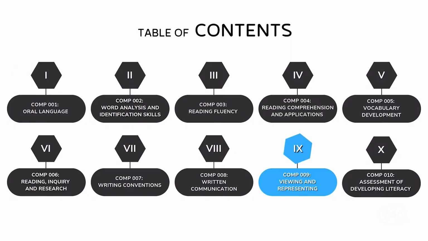We're getting so close. Two more competencies to go, and you can proudly say you've reviewed the whole framework of your exam. Competency 9 is viewing and representing. You may be asking yourself, viewing and representing what? This competency is all about media. Elementary students need direct instruction and practice with interpreting media such as a computer, television, magazine, and radio. It's important to teach the different functions and purposes of media.